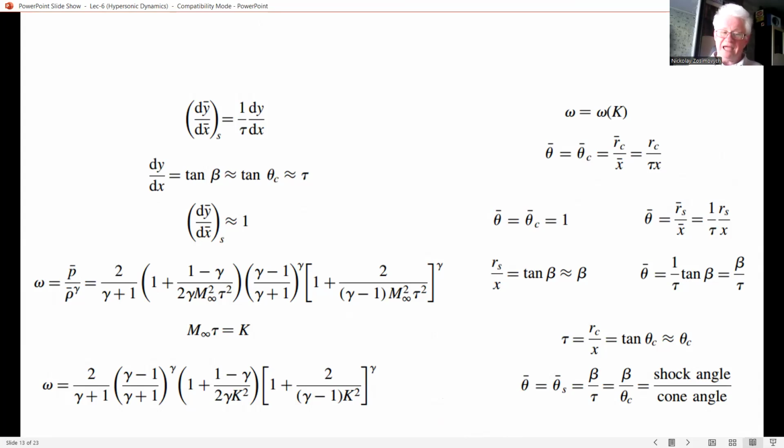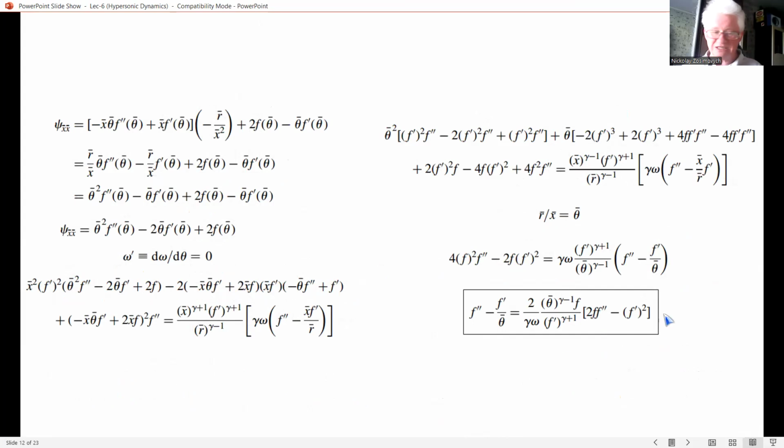Our next step is treating our previous equation. Recall that omega is the same as P over rho to the power minus gamma, and recognize that omega is a constant for the isentropic conical flow and equal to its value behind the oblique shock wave.